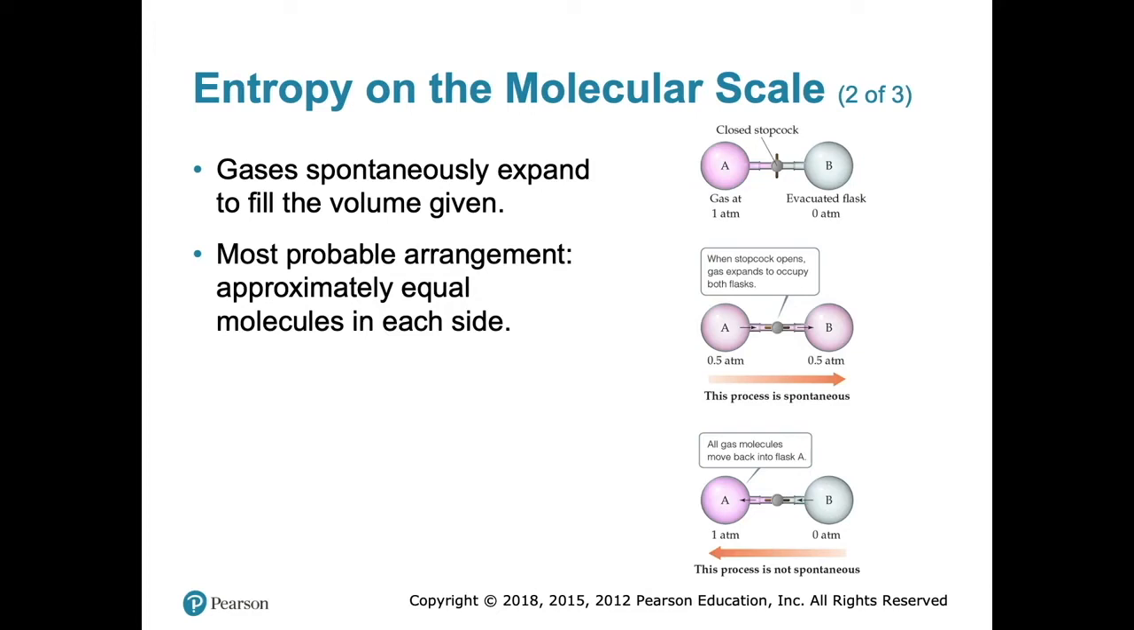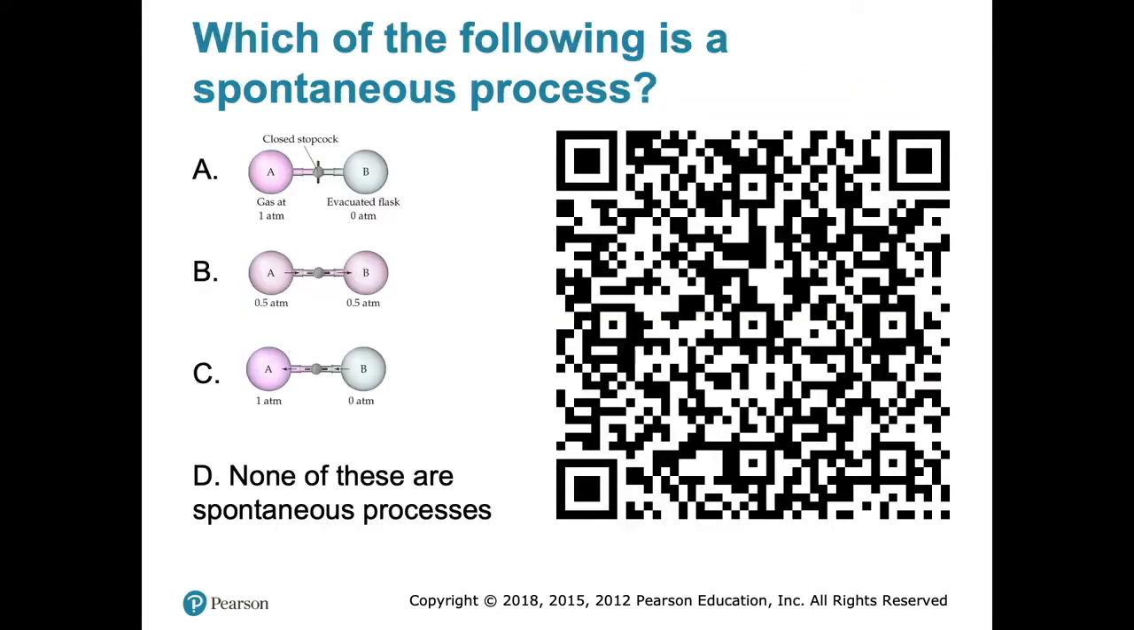The non-spontaneous process is this one, where the gas molecules move back into flask A. That's just not going to happen, so that's a non-spontaneous process: going from B back to 0 and going back to 1 atm. The next question is this: which of the following is a spontaneous process? A, where gas is at 1 atm, the stopcock is closed, and you have an evacuated flask, and they go back and forth and you end up with 0.5 atm on both sides; or going back to having 1 atm of gas in A; or none of these are spontaneous.